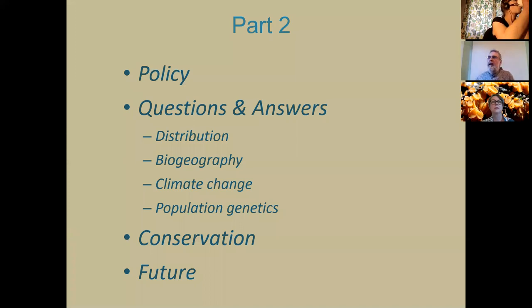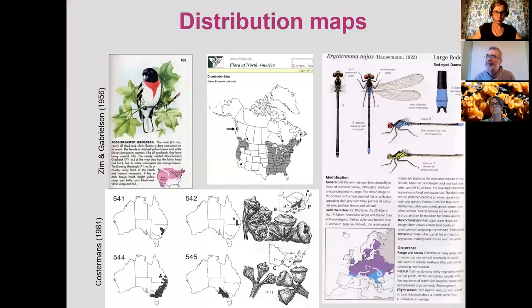So in this second part, I want to look at what does it all mean? What's the point of all these dots on the maps? And I'll look at policy. I'll look at questions and answers in the sense of scientific questions and answers. I'll look at conservation and then a little bit about the future.